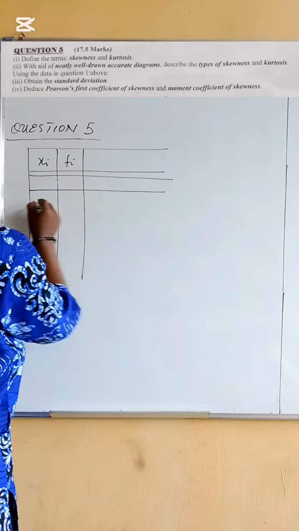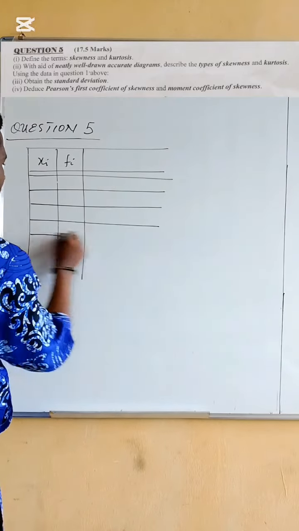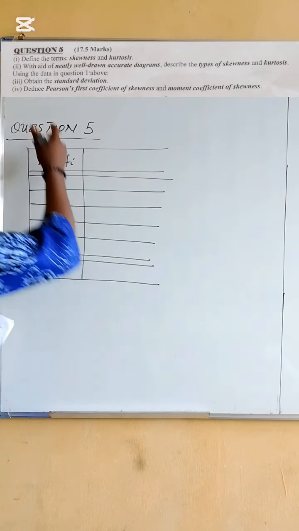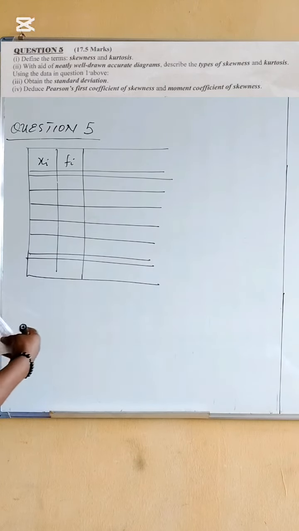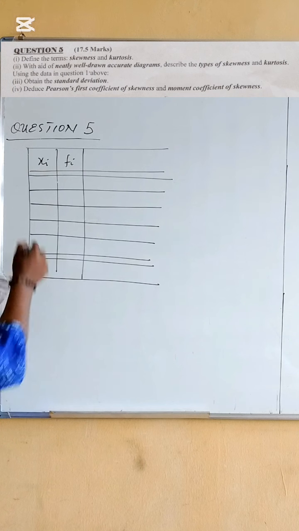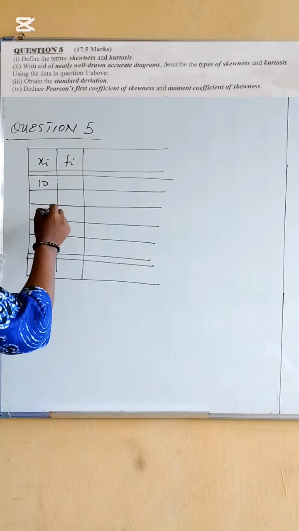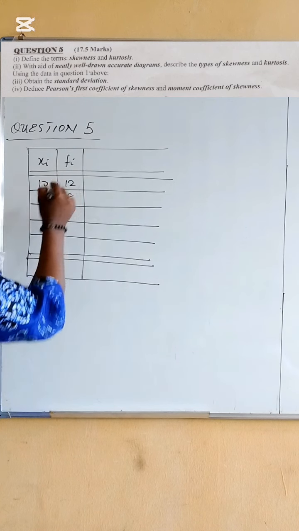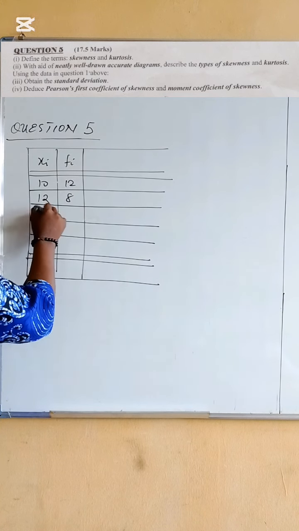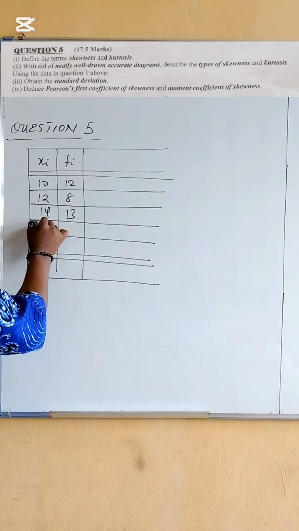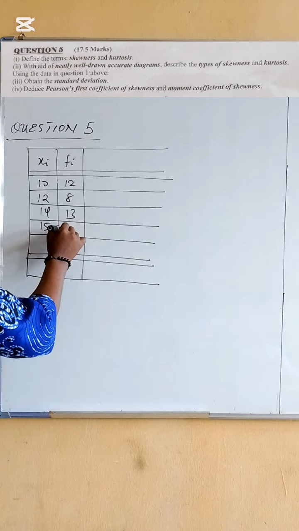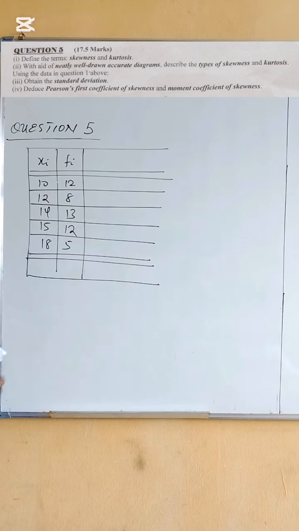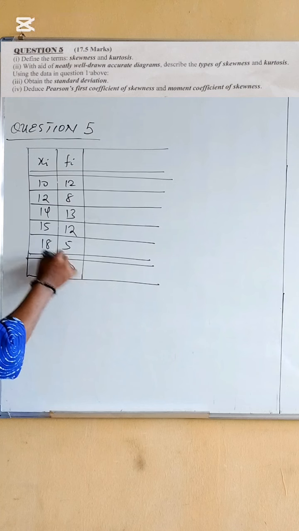So let's reorder our table, arranging our x values in ascending order. So we have our x values to be, the smallest value is 10 with a frequency of 12. The next value is 12 with a frequency of 8. The next value is 14 with a frequency of 13. The next value is 15 with a frequency of 12. The next value is 18 with a frequency of 5. Now, of course, our sum gave us 50.